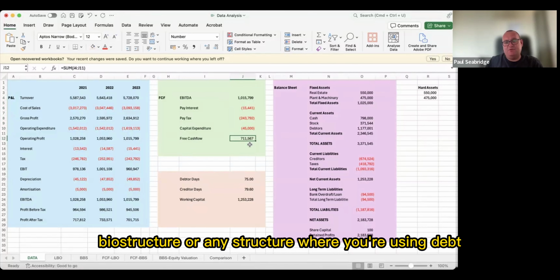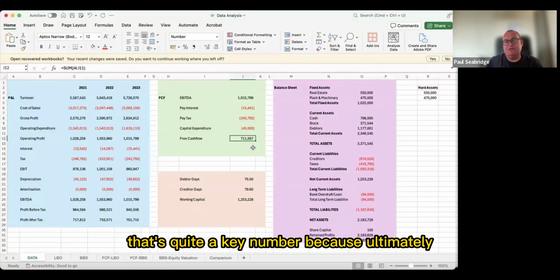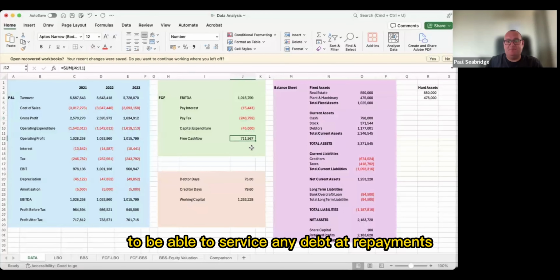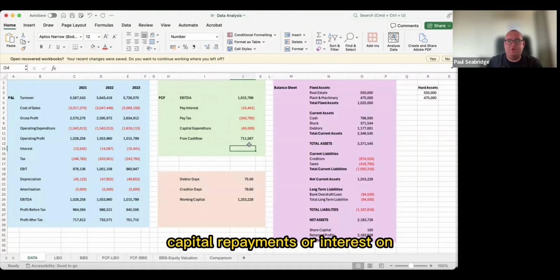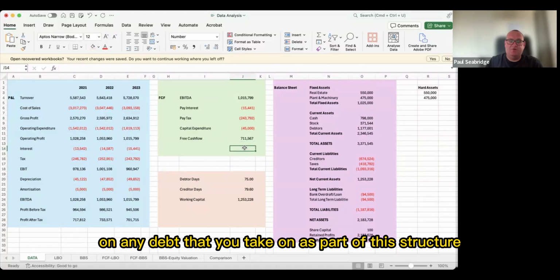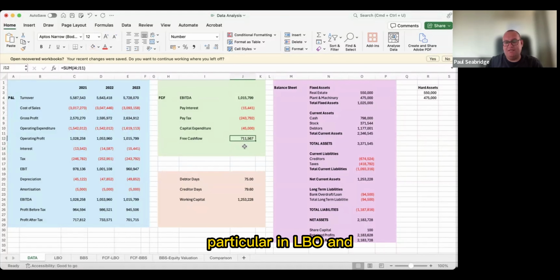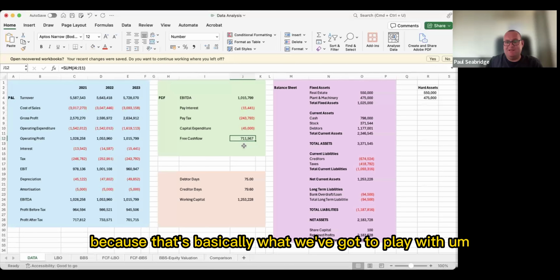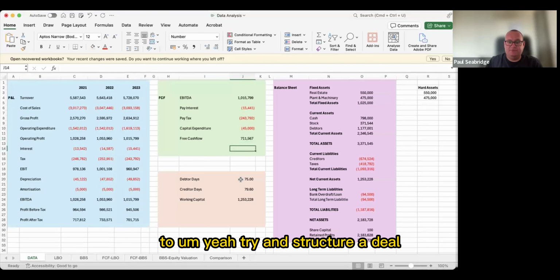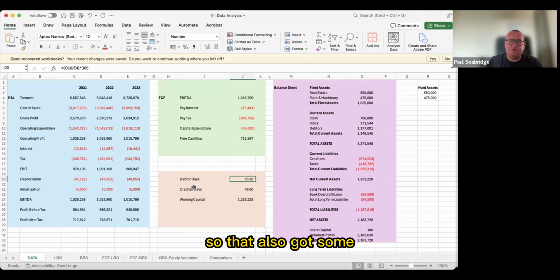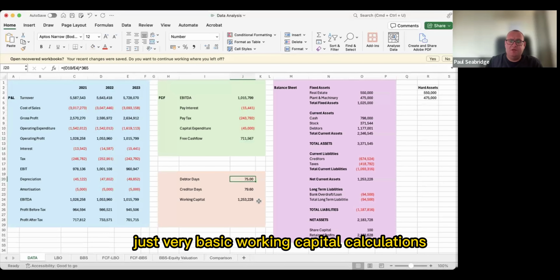In a leveraged buyout structure or any structure where you're using debt, that's quite a key number, because ultimately that's what your free cash flow is, to be able to service any debt repayments, capital repayments, or interest on any debt that you take on as part of this structure. So very, very key number, particularly in an LBO, because that's basically what we've got to play with to try and structure a deal. We've then also got some very basic working capital calculations.